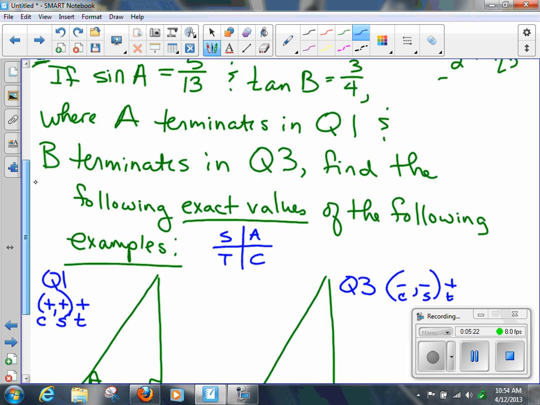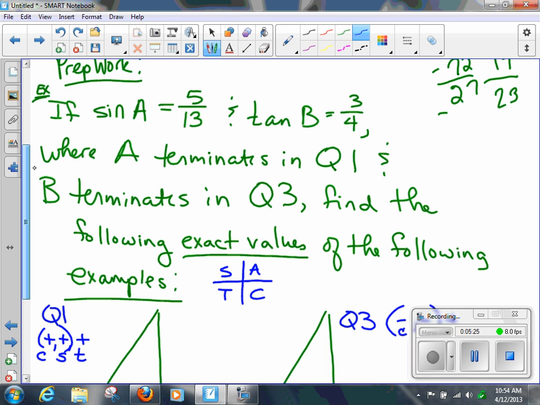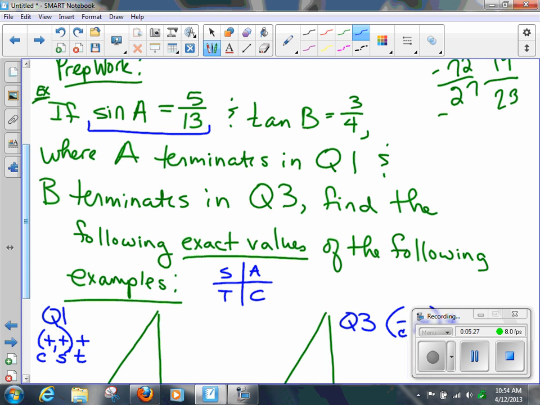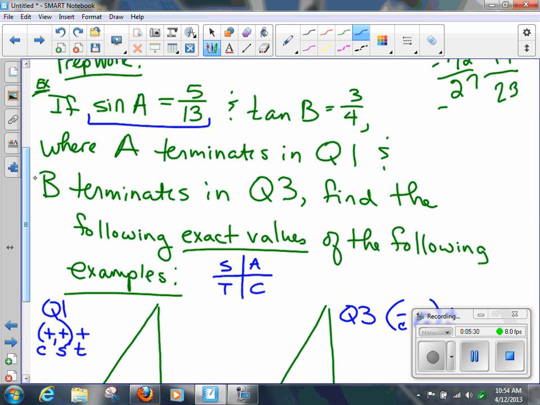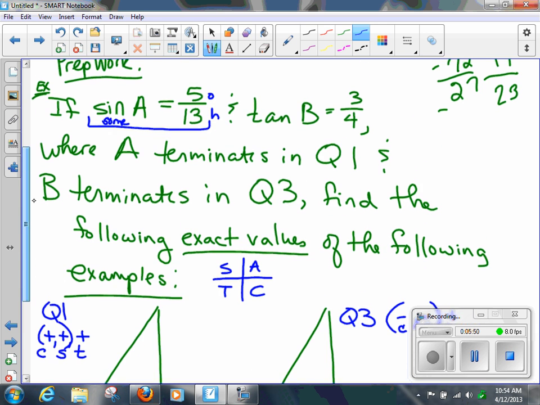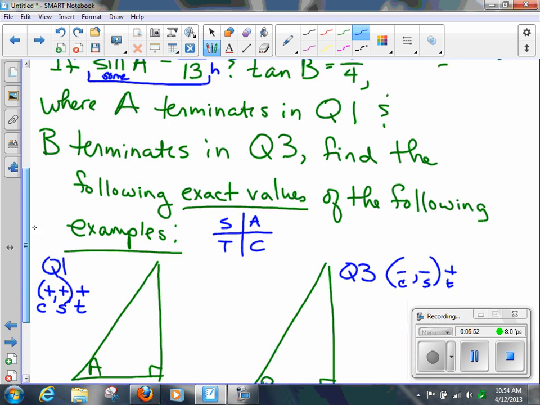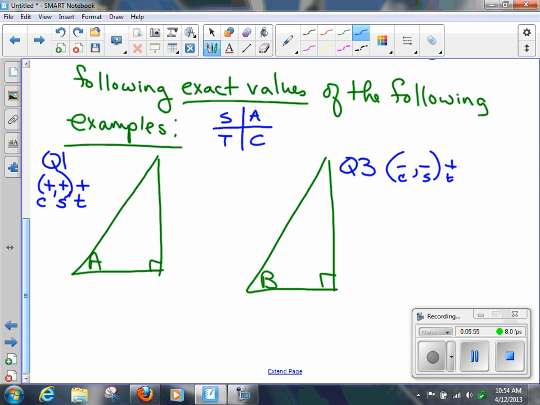Now, what are we given in triangle A? We're given that the sine of A is 5 over 13. Folks, just like some old hippie, some old horse. So where am I going to put the 5 and the 13? Opposite over hypotenuse.